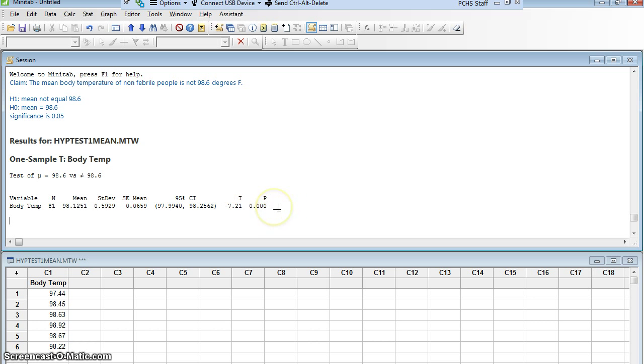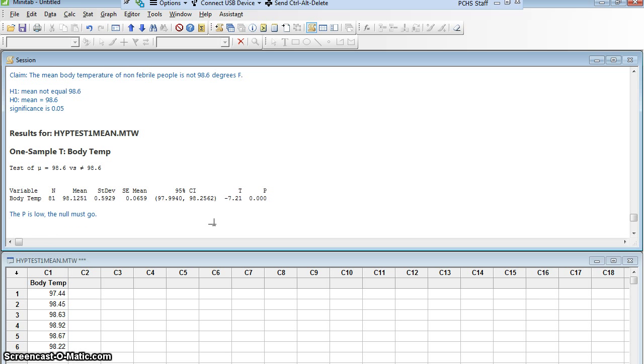The p-value is 0 compared to the significance of 0.05. The p is low. The null must go. I should point out, the p-value is not actually 0. Out to 3 decimal places, it's 0. But somewhere out there, there's got to be a number. It isn't actually 0, but it's very, very small. So, the p is low, the null must go. I'm going to reject the null hypothesis.